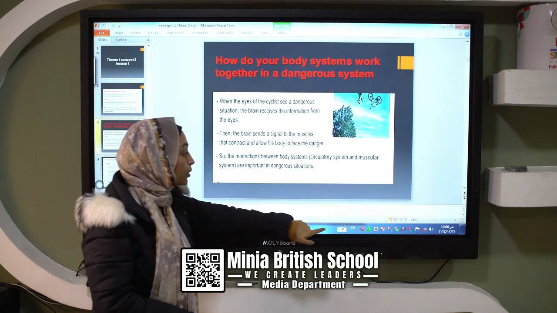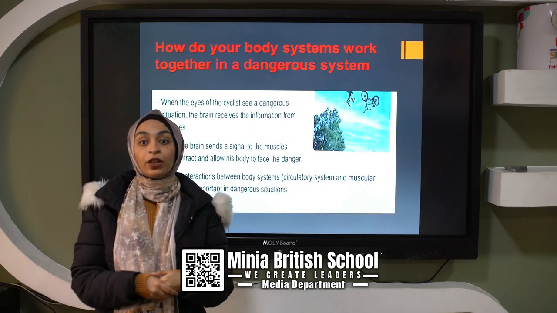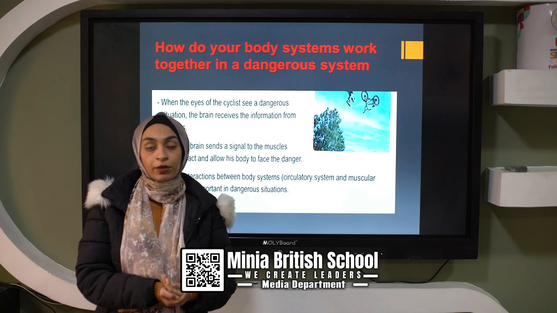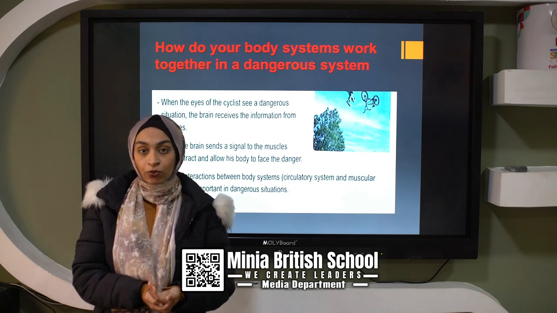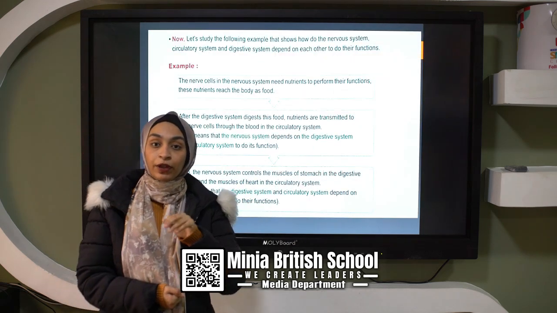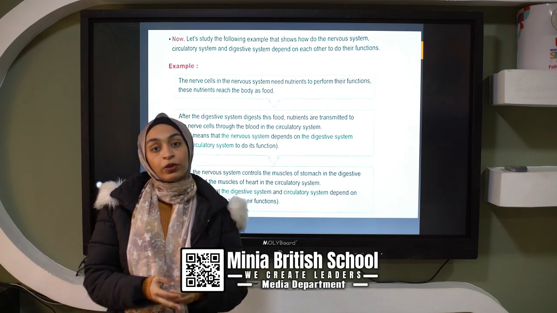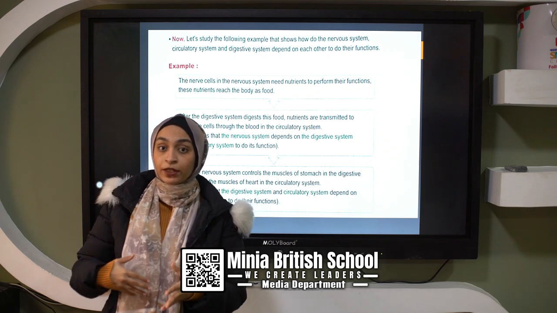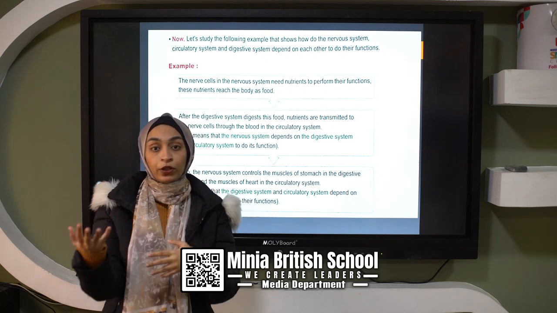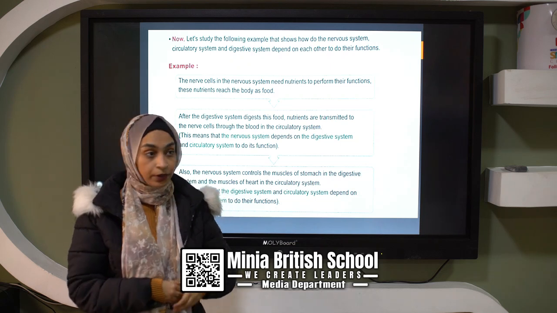When we started this concept, we said that the human body consists of many systems like the digestive, respiratory, circulatory, and nervous system, and all these systems work together in an integrated way. So if we have a nerve cell inside our body and it needs to do its main function, it needs the nutrients. Which system provides it with the needed nutrients? The digestive system, and the nutrients can pass from the digestive system to the nerve cell through the circulatory system, actually through the blood.